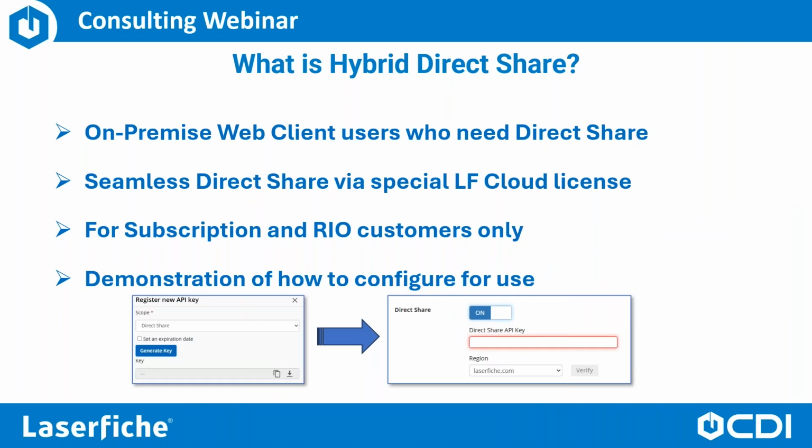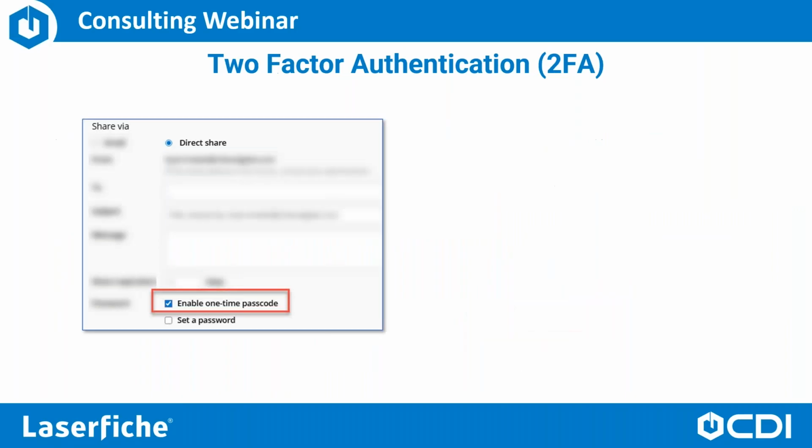And then you'll come into your on-premise system and go to your web configuration and add that DirectShare API key there as well. So I've got 2 screenshots here that show you that step. We'll go through that here live as well. Two-factor authentication, just enable that one-time passcode as you're doing a DirectShare, and that will then tell the cloud system to generate a passkey and email it to the same recipient that you shared this file to.